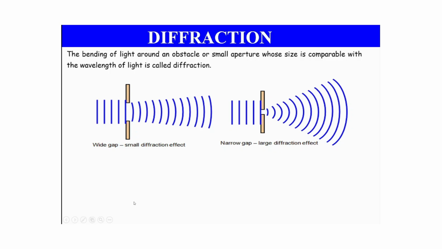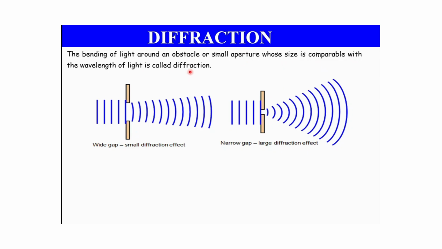In today's session, I am going to explain about diffraction. The bending of light around an obstacle or small aperture whose size is comparable with the wavelength of the light is known as diffraction.